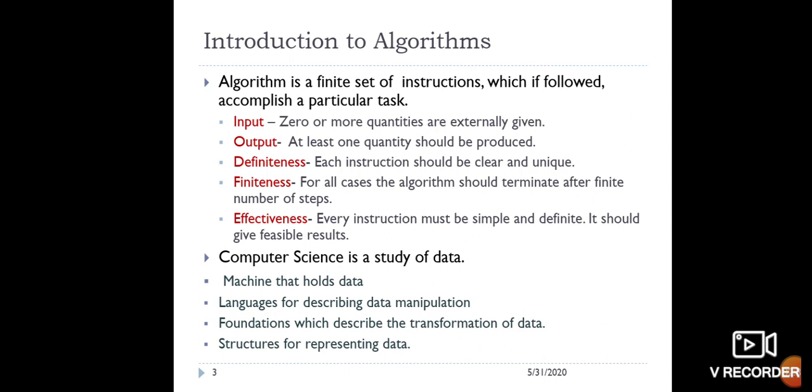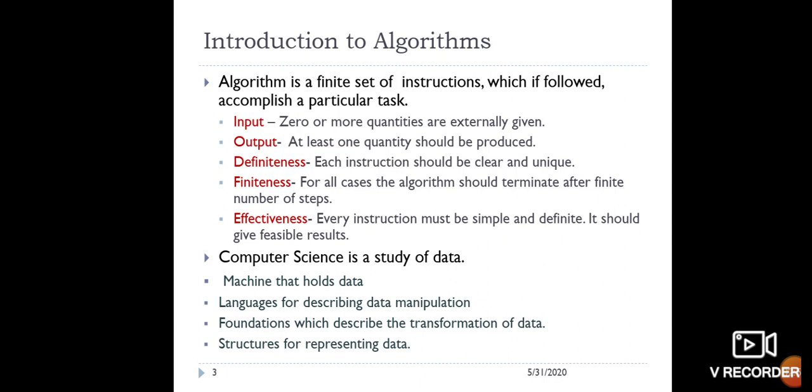The next one is you're going to learn about algorithm. You already learned that computer science is a study of algorithms. Algorithm is nothing but a finite set of instructions. This is the definition of it. An algorithm is a finite set of instructions which, if followed, accomplishes a particular task. And these are the characteristics of an algorithm.